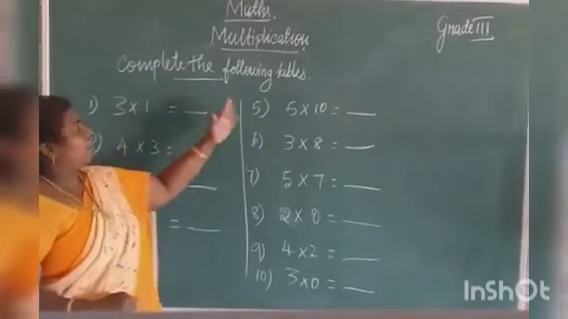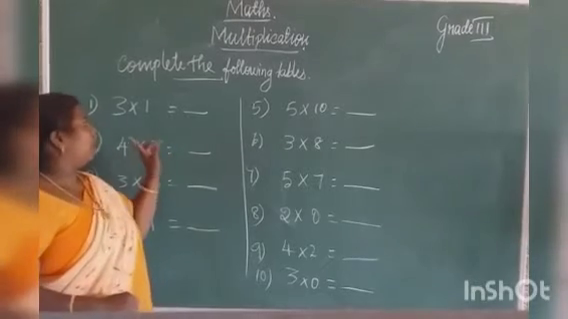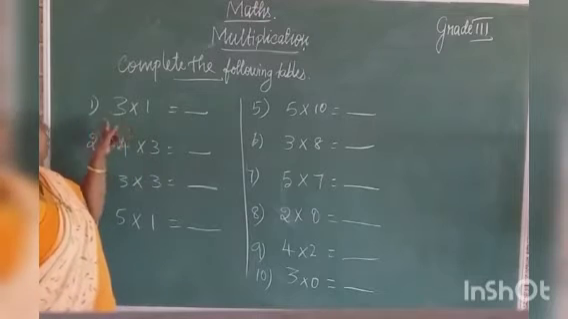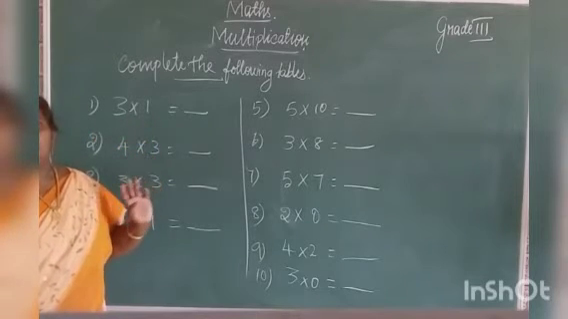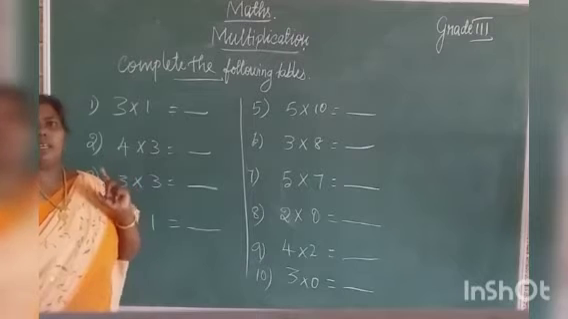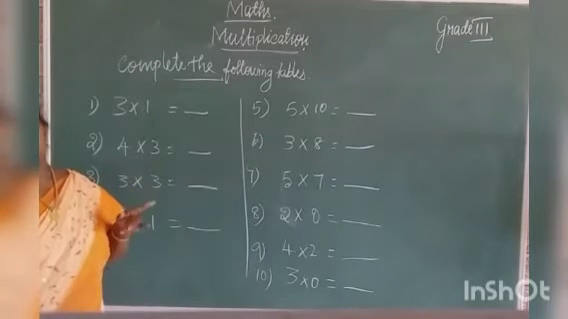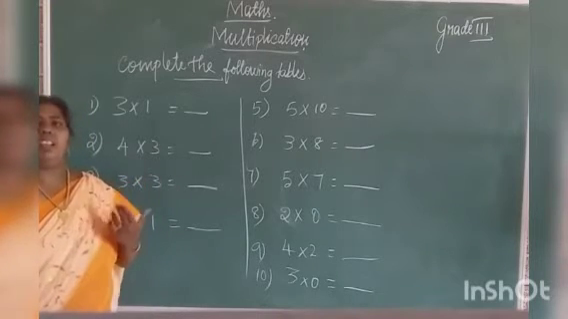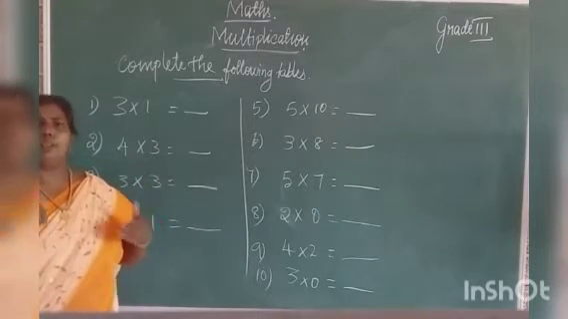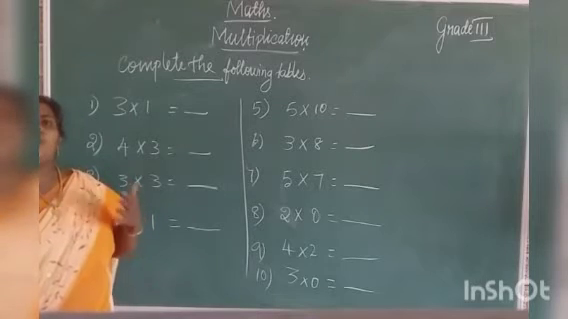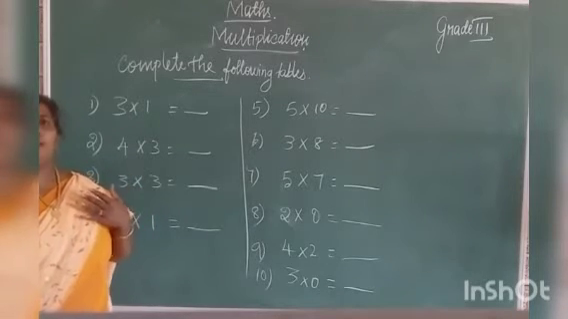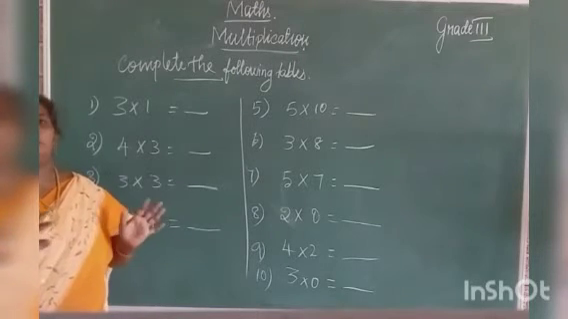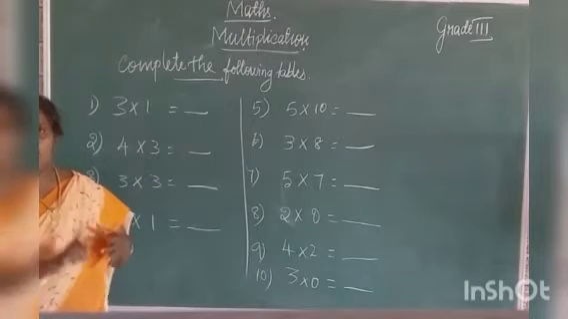See here, complete the following. Here we are going to multiply once only. See the first one, 3 into 1, the first table. If you multiply 1 by any number, what will we get? We will get the same number only. Keep in your mind, 1 into 5 is 5, 1 into 3 is 3, 4 into 1 is 4, 5 into 1 is 5. Any number multiplied by 1, we get the same number.